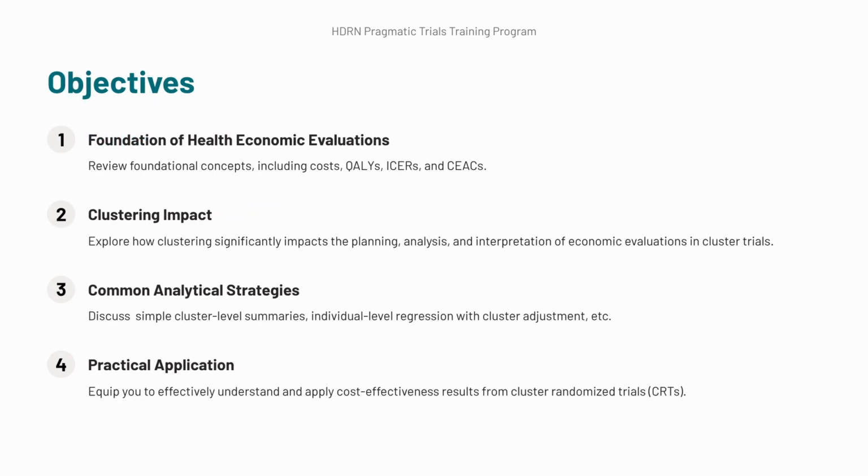On this slide, we set the agenda. First, a short refresher on key health economic concepts: costs, quality-adjusted life years, incremental cost-effectiveness ratios, and cost-effectiveness acceptability curves. Second, we talk about what is special about cluster randomized trials, including correlated outcomes, unequal cluster sizes, and baseline imbalance. Third, we compare common analysis strategies. And finally, we finish with a practical guide you can use the next time you read, review, or design an economic evaluation in a cluster trial.